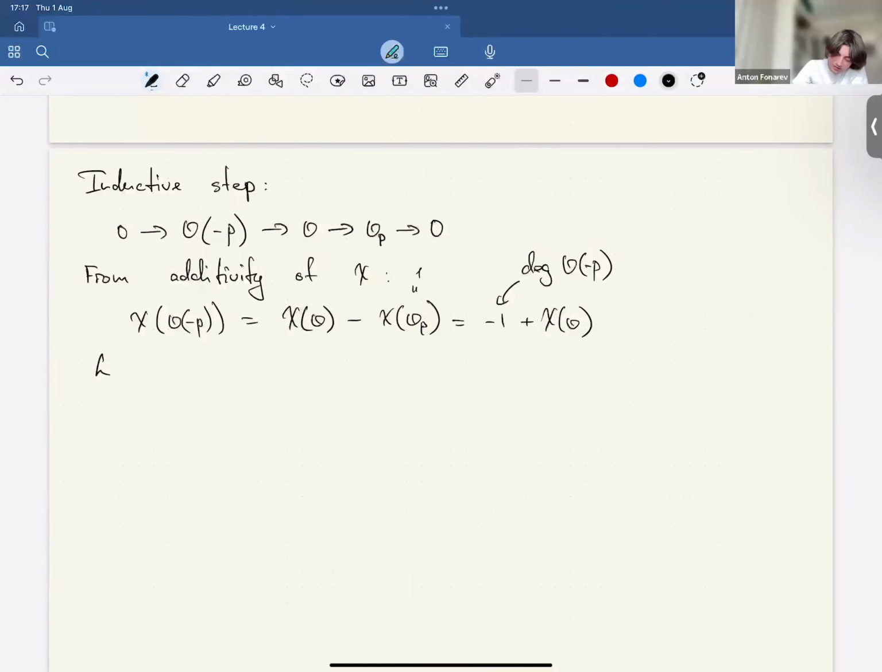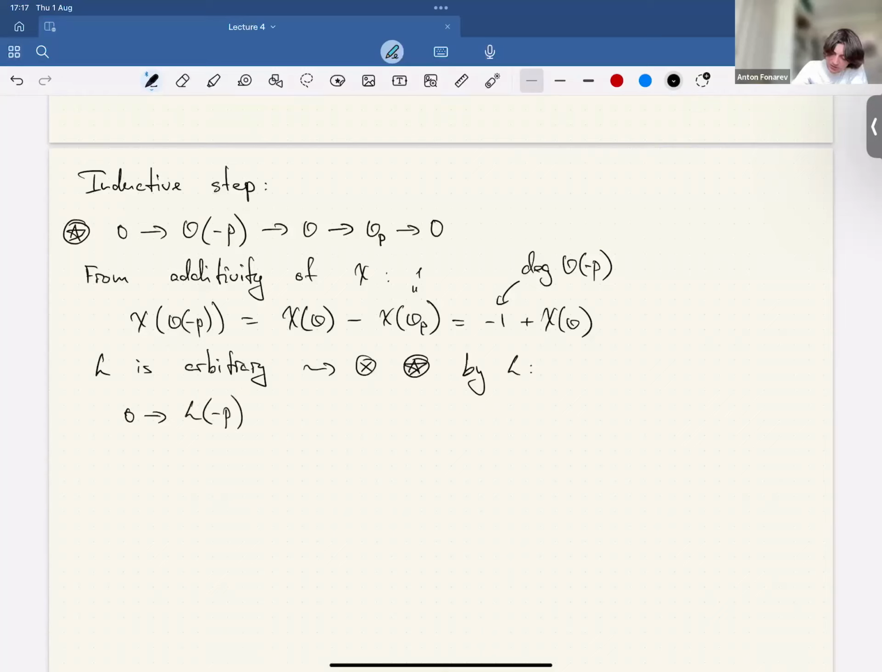More generally, if L is arbitrary, you can just tensor the star by L. And what you get is the line bundle L of minus P goes to L. And what do you have here? Well, it's again just simply the structure sheaf of your point. It doesn't feel the line bundle structure outside. And then the same argument says that chi blah, blah, blah, just repeat it. And this is the derivation of the formula.